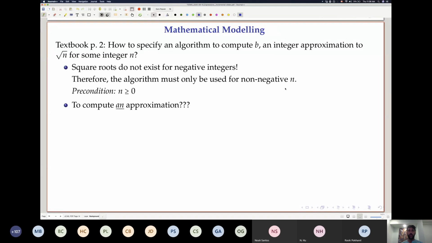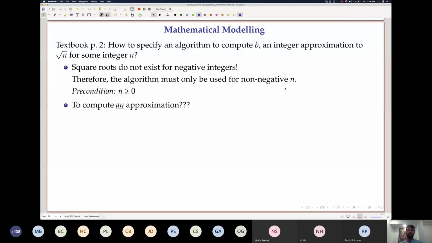If I give you the number n being 9, the square root of 9 is 3. If I give you the number 16, the square root of 16 is 4. But what if I ask for the square root of 12? 12 is not a perfect square, so it won't have an integer as a square root. But the problem asks for an integer output. Okay, we want an integer output b such that it approximates the square root of 12.